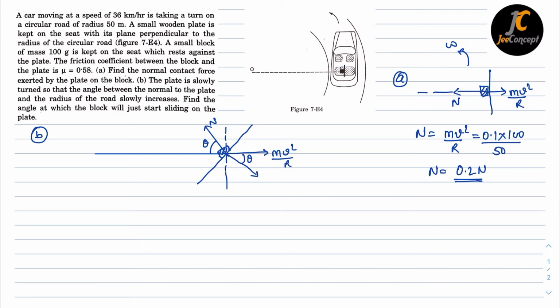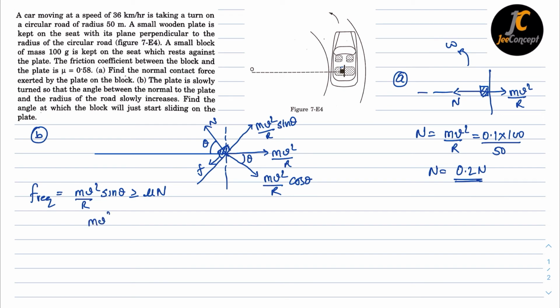We'll divide this mv square by r into components: mv square by r cos theta and mv square by r sin theta. If the block is just about to slide, then the friction will be in the left hand side direction, right? And this is the required friction when the block is at stable position, and it is equal to mv square by r sin theta. And this should be greater than or equal to mu times N to slide the block along the plate.